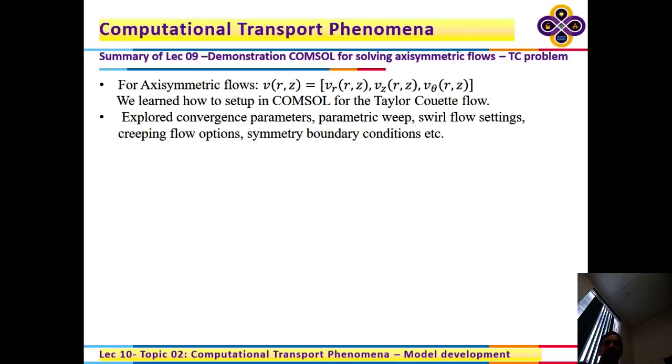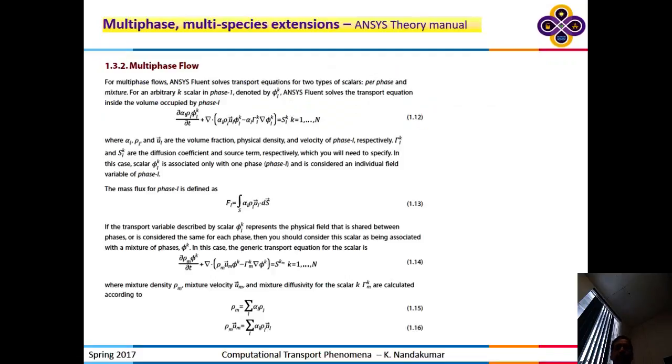And in terms of COMSOL, we learned again what is a swirl flow setting and what is a parametric sweep, convergence problems. We tackled with it for a while. You will tackle a lot in your current assignment. And then the creeping flow option that's available, which is kind of an approximation that gives you a good initial guess, and the symmetry boundary conditions, etc. So I want to continue with the modeling part of it now, going to concepts, discussing various types of symmetry conditions, etc.